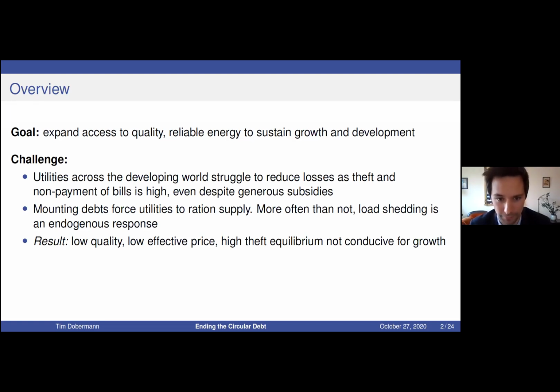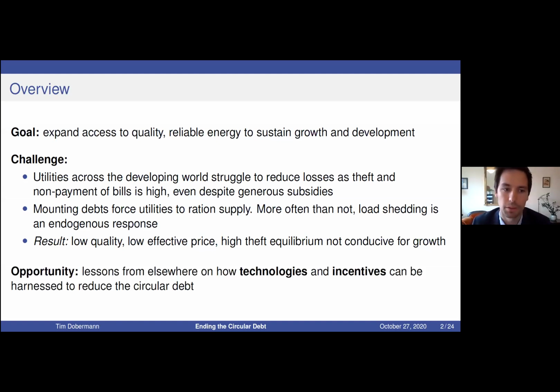So I'm going to underline effective price, because the price per unit that the utility gets from selling is very low once you factor in theft and non-payment. And you have a situation then which is just not conducive for long-run growth and development. So these are the challenges. Many people are very familiar with these challenges.